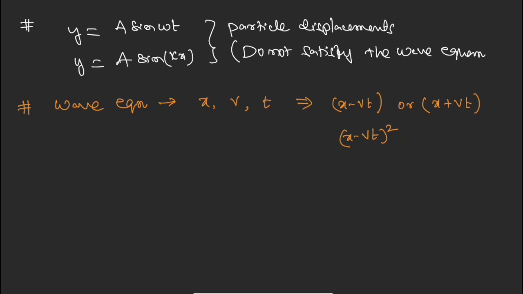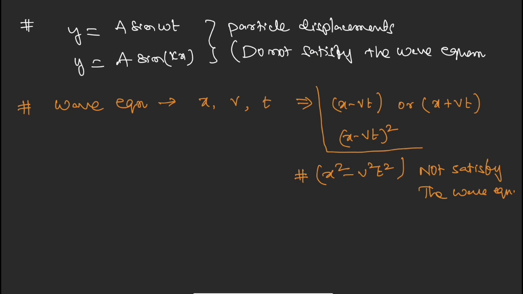Sometimes it appears in questions: which of the following is the general equation for wave propagation? For example, x² − v²t² does not satisfy the wave equation. It is not possible. So the wave equation should be in the form like this.